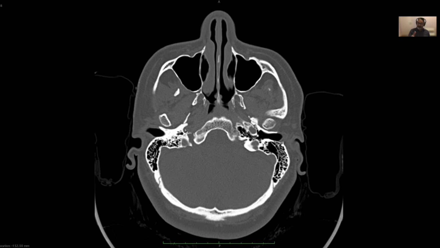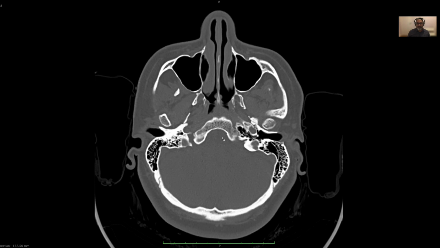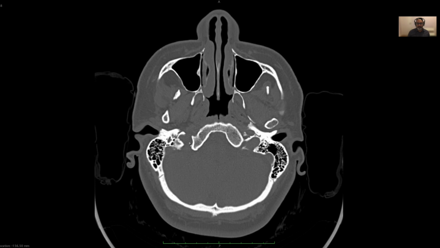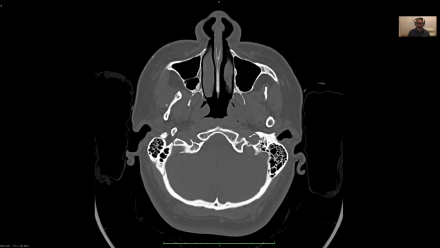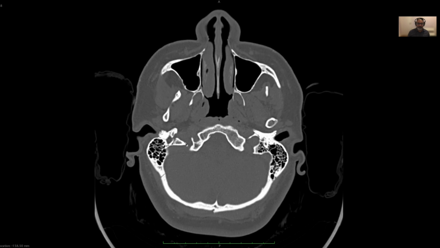And I will show you all of these in the other views also, because it is very useful to see these in the other views. Now, up at this level, if I keep scrolling downwards, there's going to be this big foramen on these two sides. It's that one there, and here it is, that one. That is the jugular foramen.